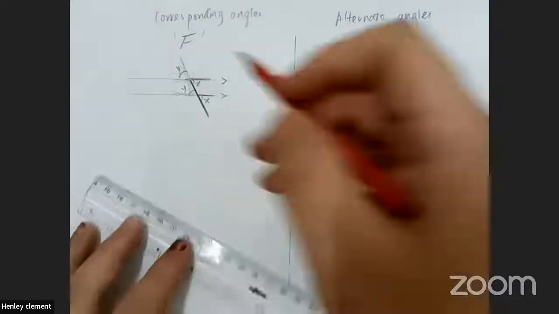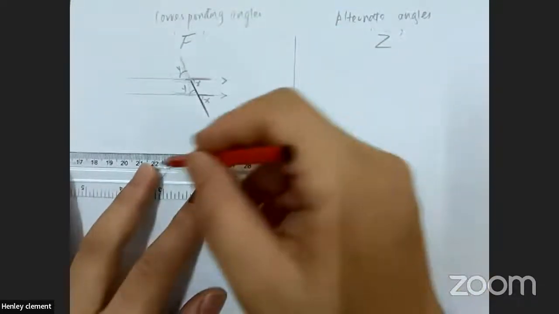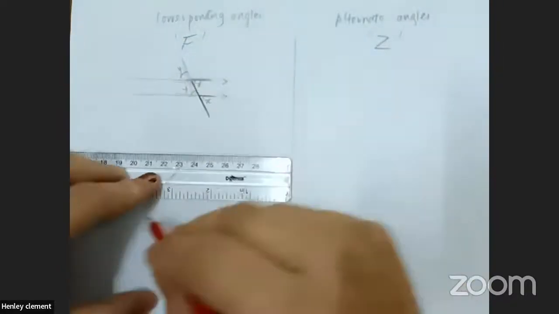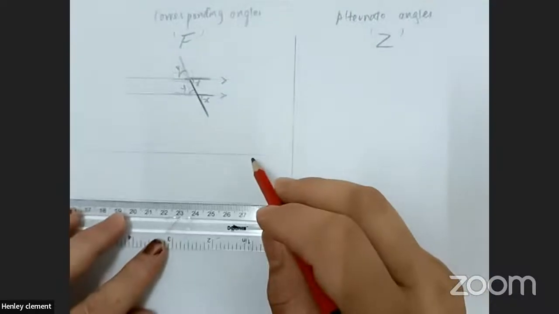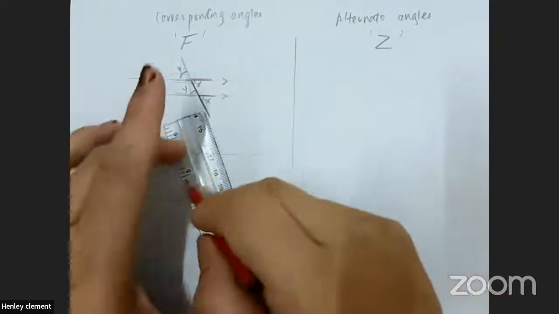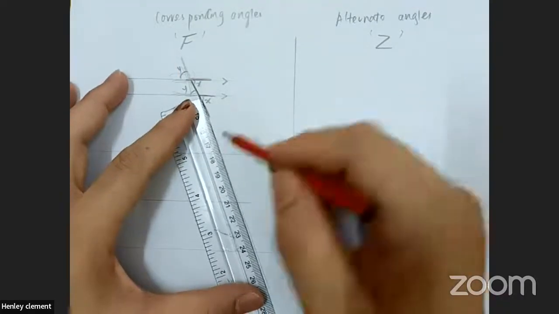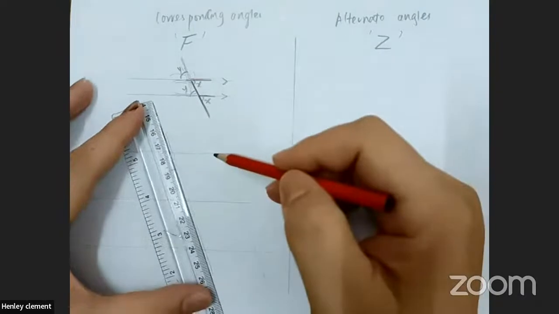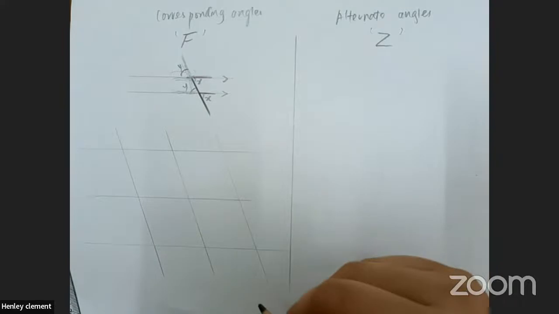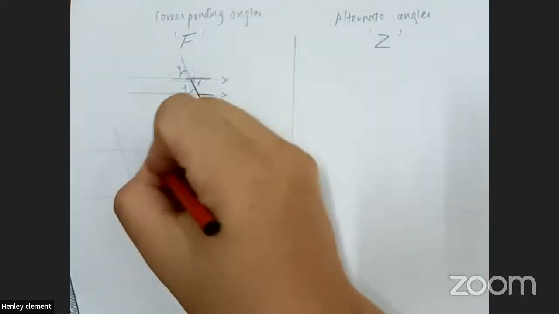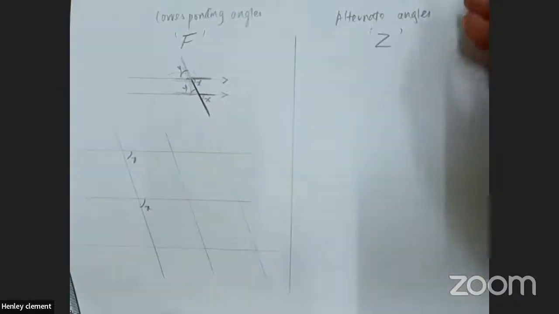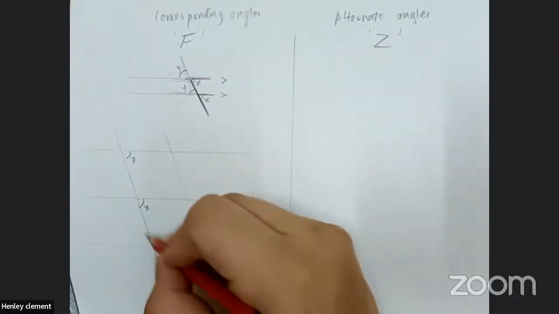So corresponding also has other meanings. Okay, can you see? If I draw this in large scale, then you can see what I want to show you. So corresponding means all the F. If this is an F, then this one and this one are the same. If this is another F, then this one and this one are the same.